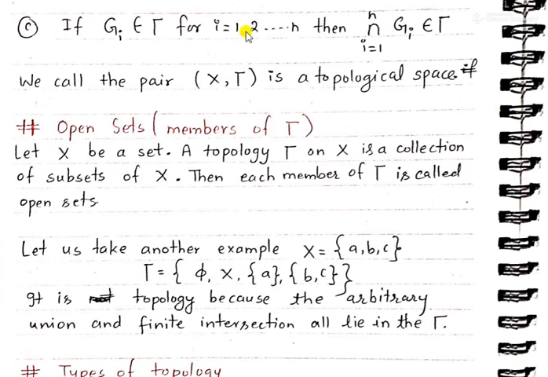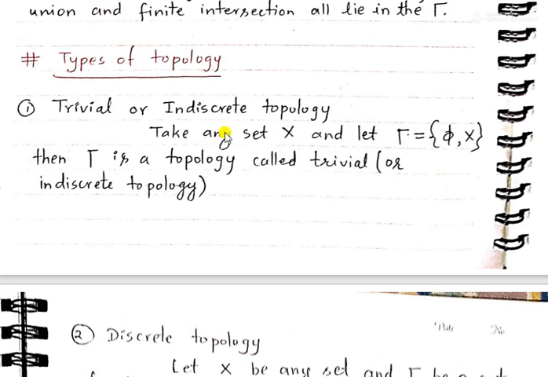Now let us discuss some types of topology. The first one is the trivial or indiscrete topology. Take any set X and let the topology have two elements, one is phi and the other is the whole set X. This fulfills all the criteria. If we take the union or the intersection, since phi and X are there, it also holds the property of a topology. That's why this is the trivial topology: a topology which consists of the two members phi and X.